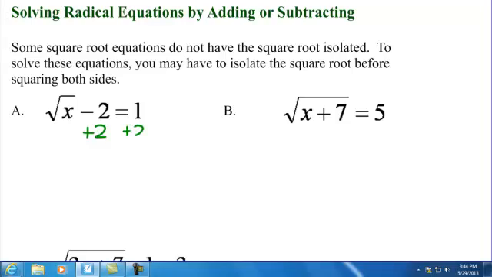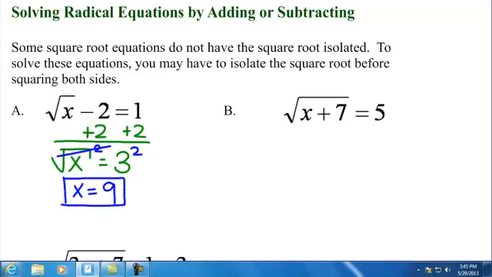So let's add 2 to both sides. So now I have the square root of x equals 3. So if we want to figure out what x is, we could think about it. Or algebraically, we want to undo that square root. So square both sides, and we get 9.